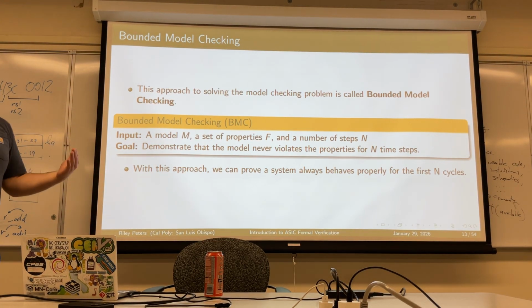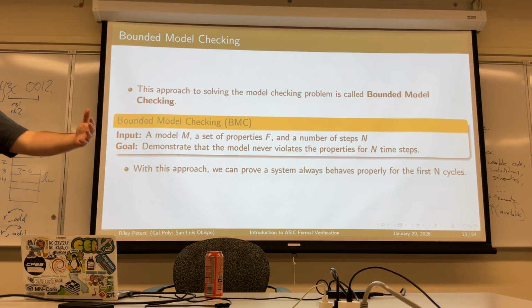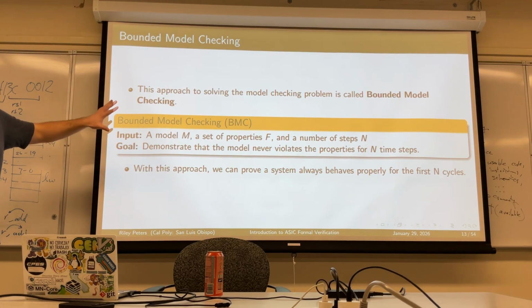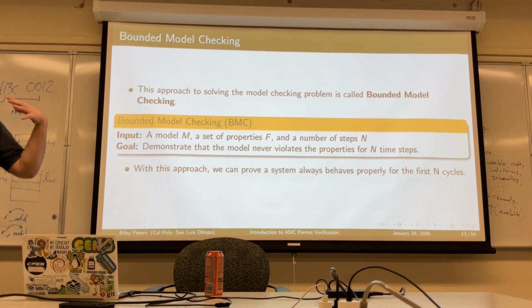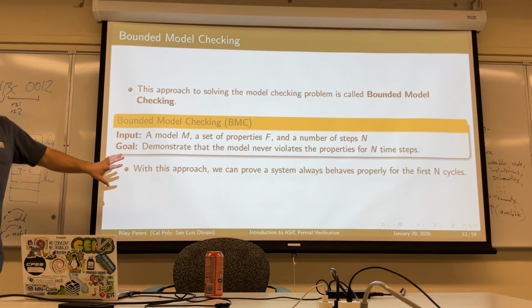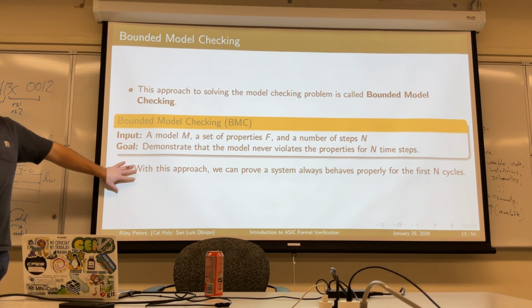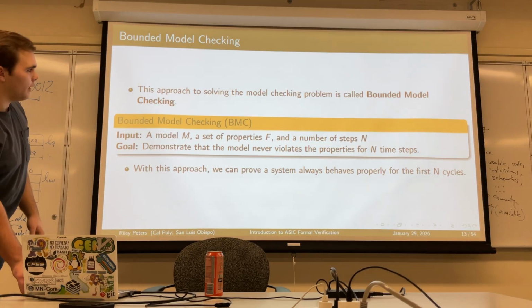You need to have that step limit because otherwise the equation would just be infinitely large, so you need some way to say I'm only checking up to this amount of steps, because the more steps you check, the bigger your SAT equation. But this allows you at least to get the first step, which is to prove that a system behaves properly for some number of cycles.